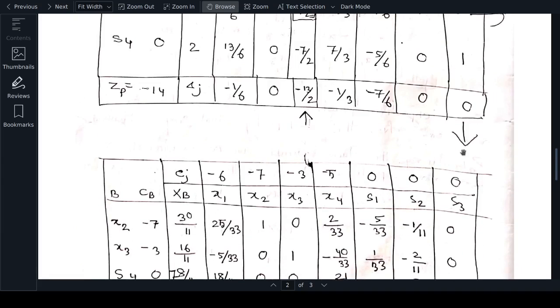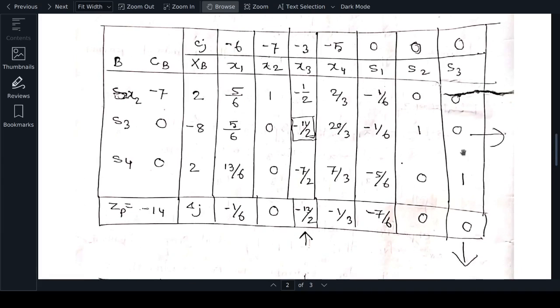So next you find out the key column, meaning the incoming vector. How to find it? It is the ratio of delta J and the key row element. Which key row elements? Those that are negative. You see, the first one is in the x1 column, second row, 5 by 6. We will not take the ratio of this. Next one is 0, we will not consider.